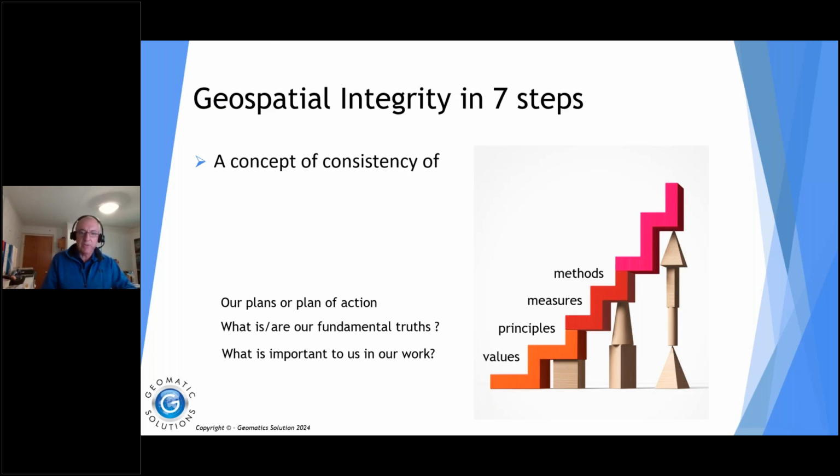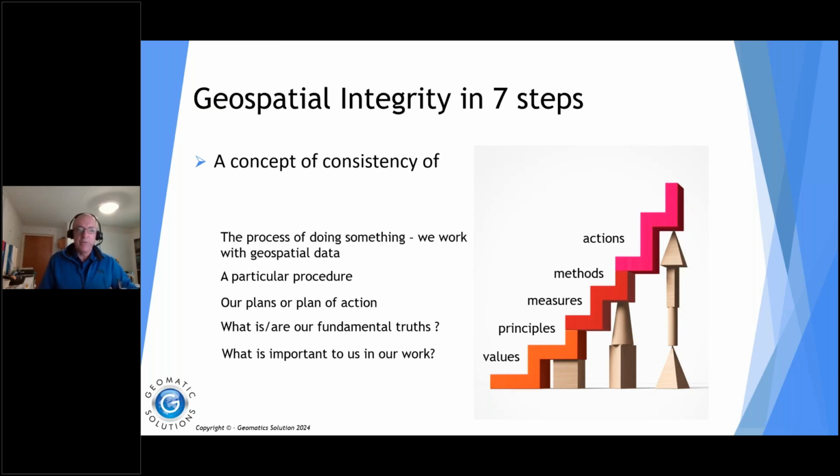Now, on the measures, when we have those in place, we can use a number of specific methods to handle our data. And the methods are single procedures. They all make up actions. And actions are chains of the particular methods that we use to modify our geospatial data.